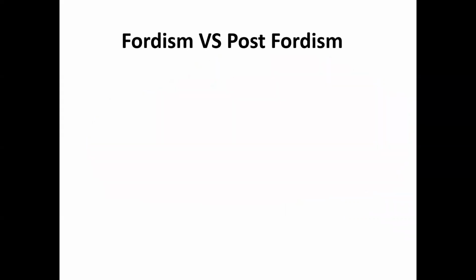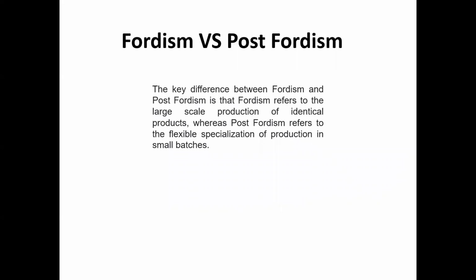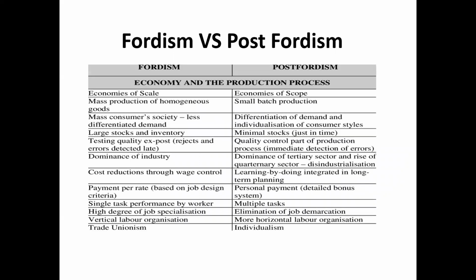Okay, and then we see a bit about Fordism versus post-Fordism. So meaning that apa yang berlaku selepas Fordism tu lah. Okay, so the key difference between Fordism and post-Fordism is that Fordism refers to the large-scale production of identical products, whereas post-Fordism refers to the flexible specialization of production in small batches. Okay, tak apa, kita tengok the next slide so you akan faham lah. Okay, you boleh tengok lah the difference between Fordism versus post-Fordism.